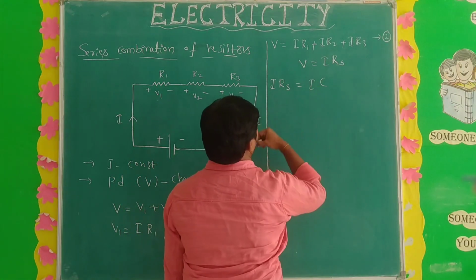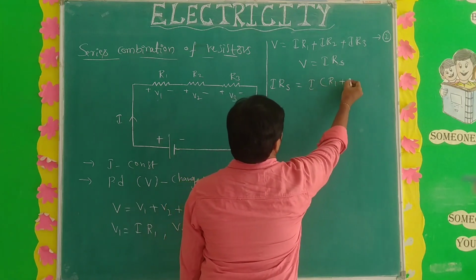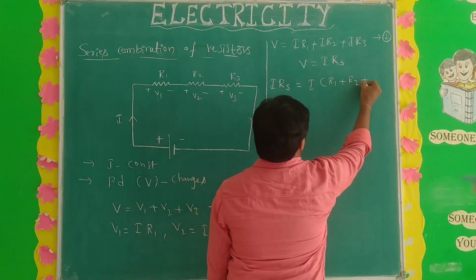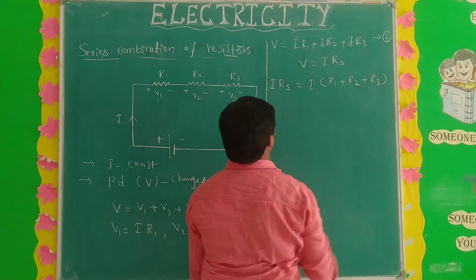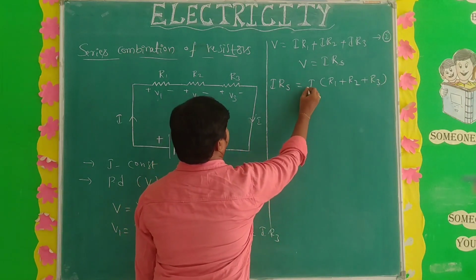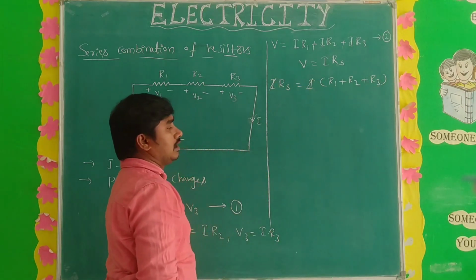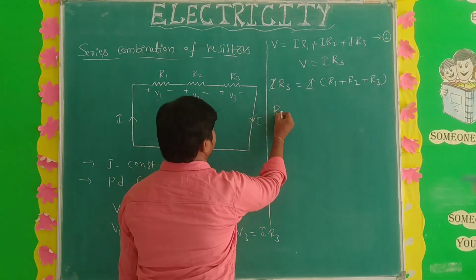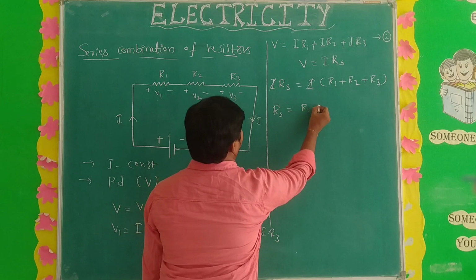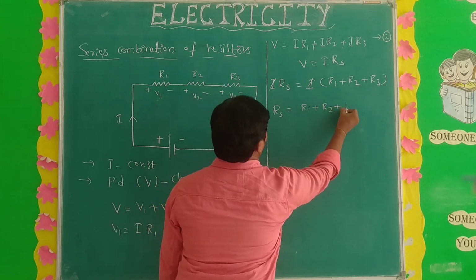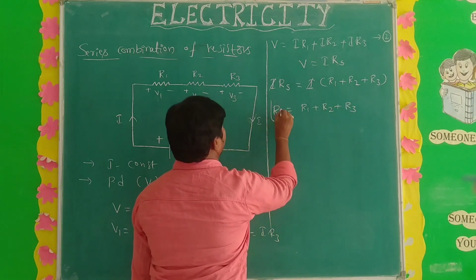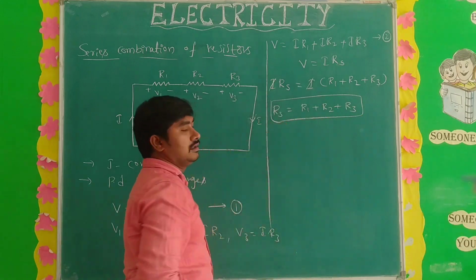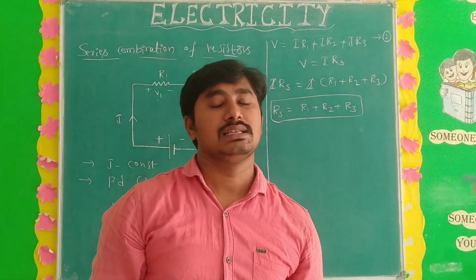So V is equal to I into R1 plus R2 plus R3. What is common here? I is common, so I cancels on both sides. So Rs is equal to R1 plus R2 plus R3. This is the formula for the combination of resistors in series connection.